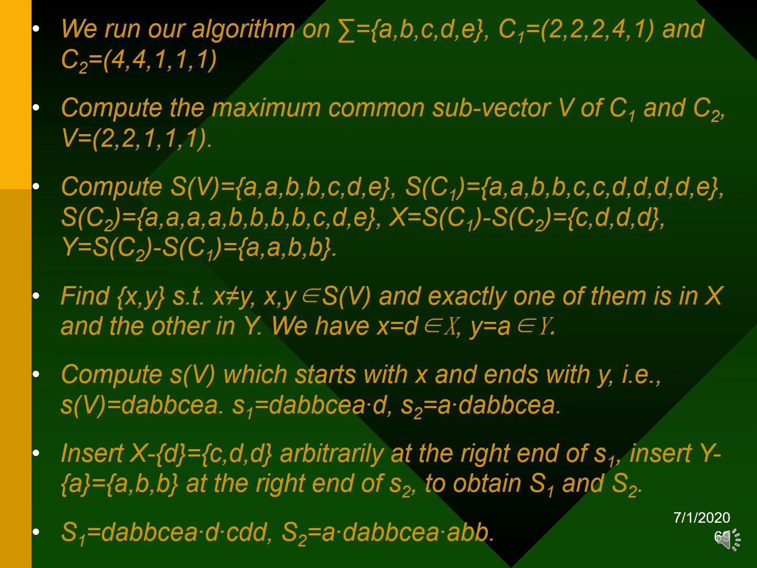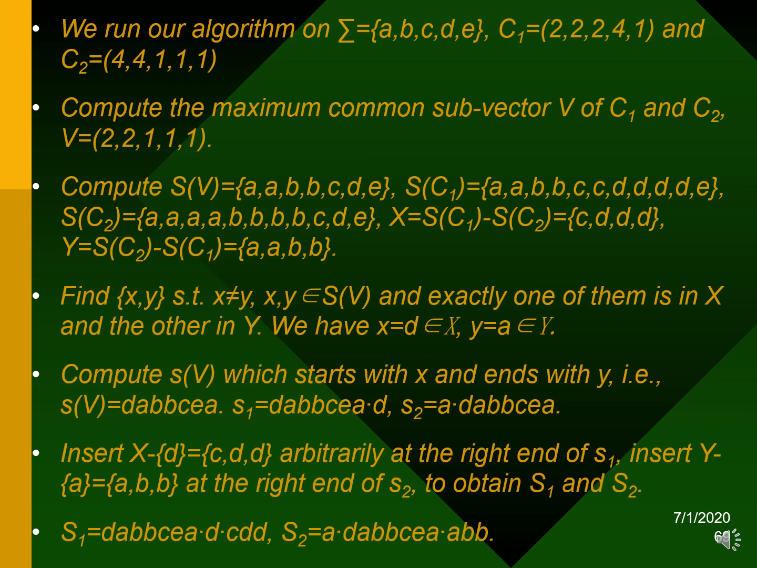For the remaining ones, you just put them arbitrarily at one of the ends of S1 and S2. So in this case, I put the remaining ones in X, which is C, D, D, on the right of little S1 to obtain capital S1. For S2, I do the same. I put the remaining elements in Y minus A, which is A, B, B, on the right. So this is very much the algorithm.